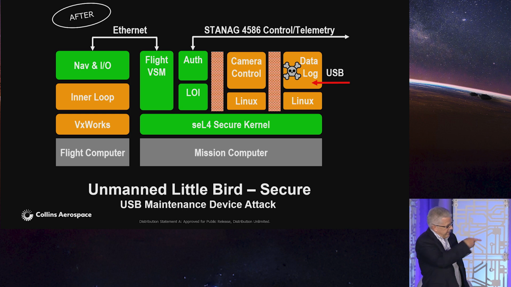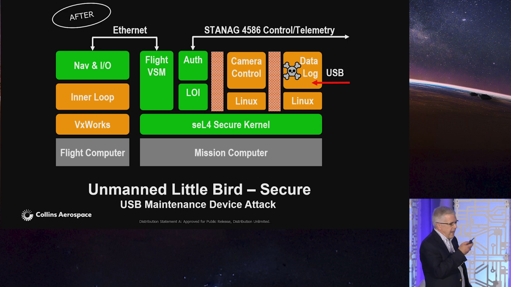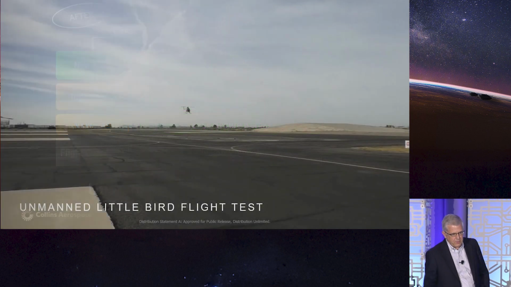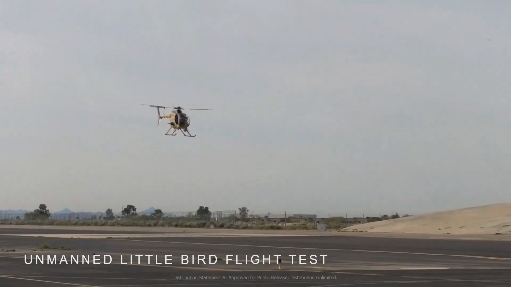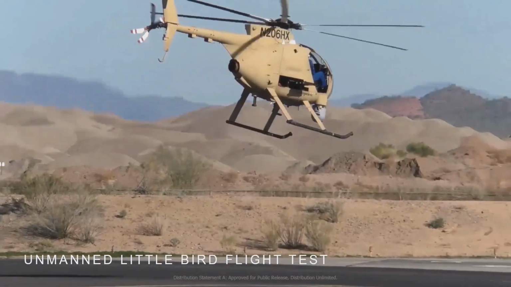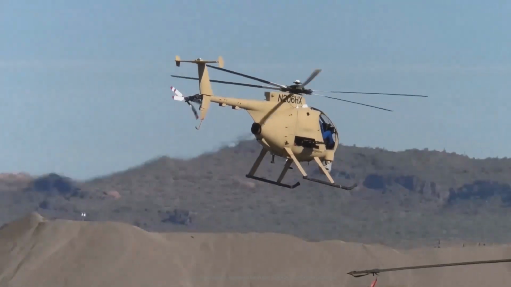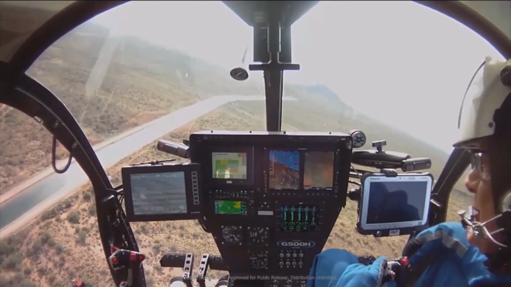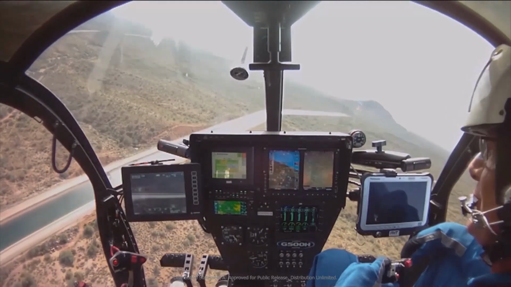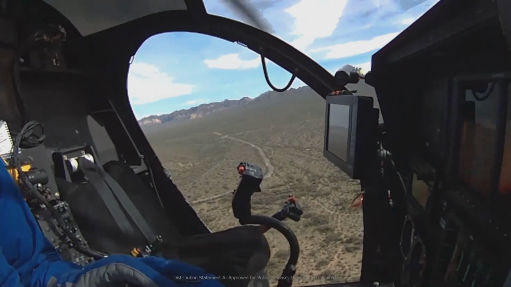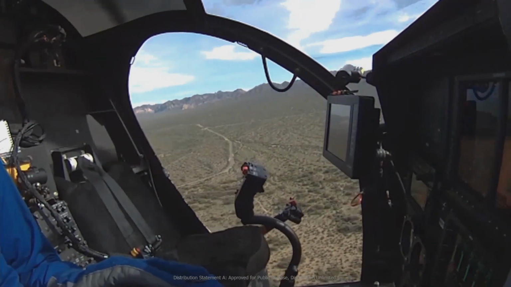And again, as you see, the attacker is able to corrupt the data logging partition, but can't access anything else. So here's a little video of that. Little Bird will fly a sortie to a specified location, take reconnaissance photos, and return. But the red team will infect the helicopter with malware using a mechanic's thumb drive, usually used for diagnostics, to try to kill the mission.